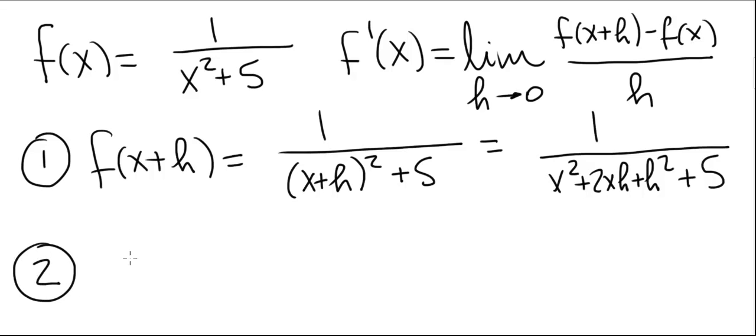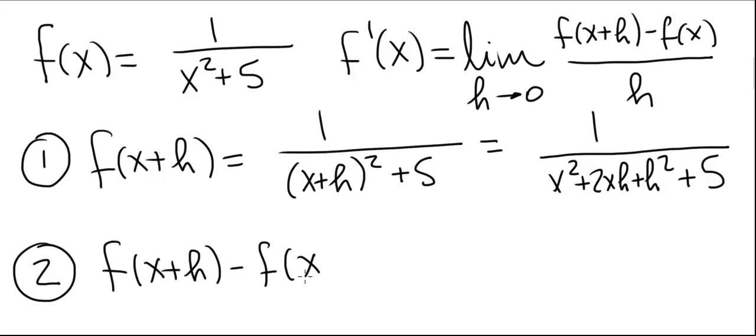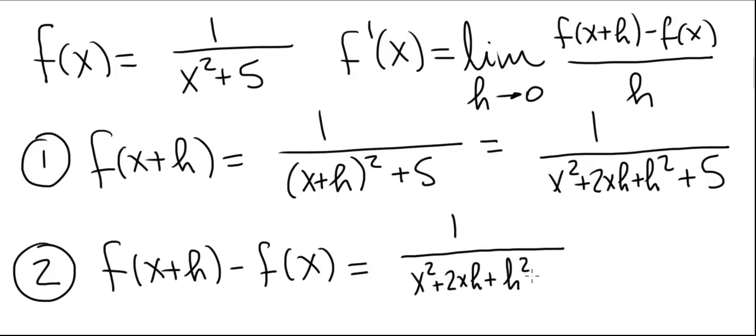The second step, we take f of x plus h, what we just did in step 1, subtract f of x. Again, simplify as much as possible. The idea is that at the end of step 2, we should have h factored out. This is 1 divided by x squared plus 2xh plus h squared plus 5. Subtracted from that is f of x, which is 1 divided by x squared plus 5.